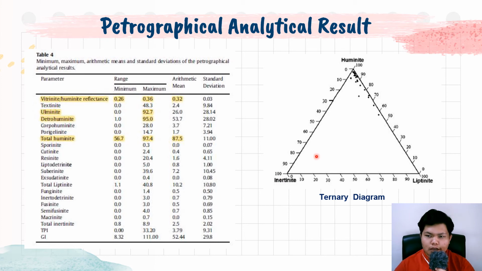On the right side is what is known as a ternary diagram, which indicates the majority of the maceral composition. As you can see, all the dots are accumulated in the huminite maceral group and there are no dots in the inertinite and liptinite maceral groups.